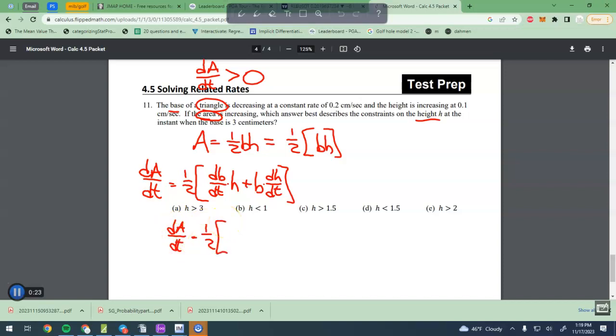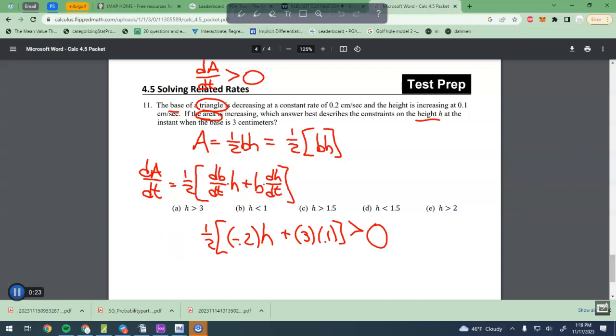dB, the change in the base. Well, the base of the triangle is decreasing: -0.2. H, the height, is what I'm looking for information about. The base is 3. And dH/dt, the height is increasing at 0.1. So I get that. And what I know is this stuff here has to be greater than 0. It has to be positive because I know that the area is increasing. So basically I've got to solve that inequality.